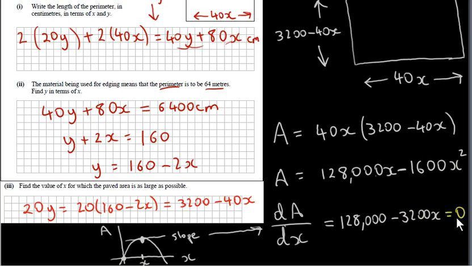So we put that equal to 0 then, as I just said. We solve this. So solving this, we have to take 128,000 and divide by 3,200. That gives us 40.